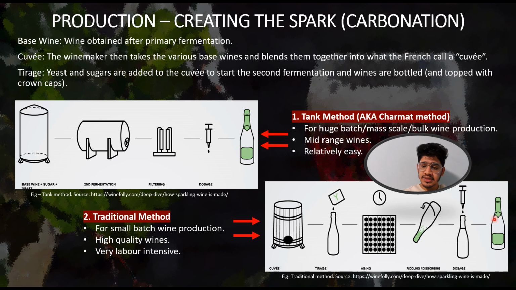In both these methods, the carbonation, that is the carbon dioxide, is introduced naturally during the secondary fermentation. Now, what is the difference between the tank method and traditional method? The tank method is usually employed for huge batches. It is helpful in producing the mid-range wines and it is relatively easy as compared to the traditional method, which is very labor intensive. Although the traditional method is labor intensive, it is used for producing high quality wines. That's why only small batches are produced by using the traditional method.